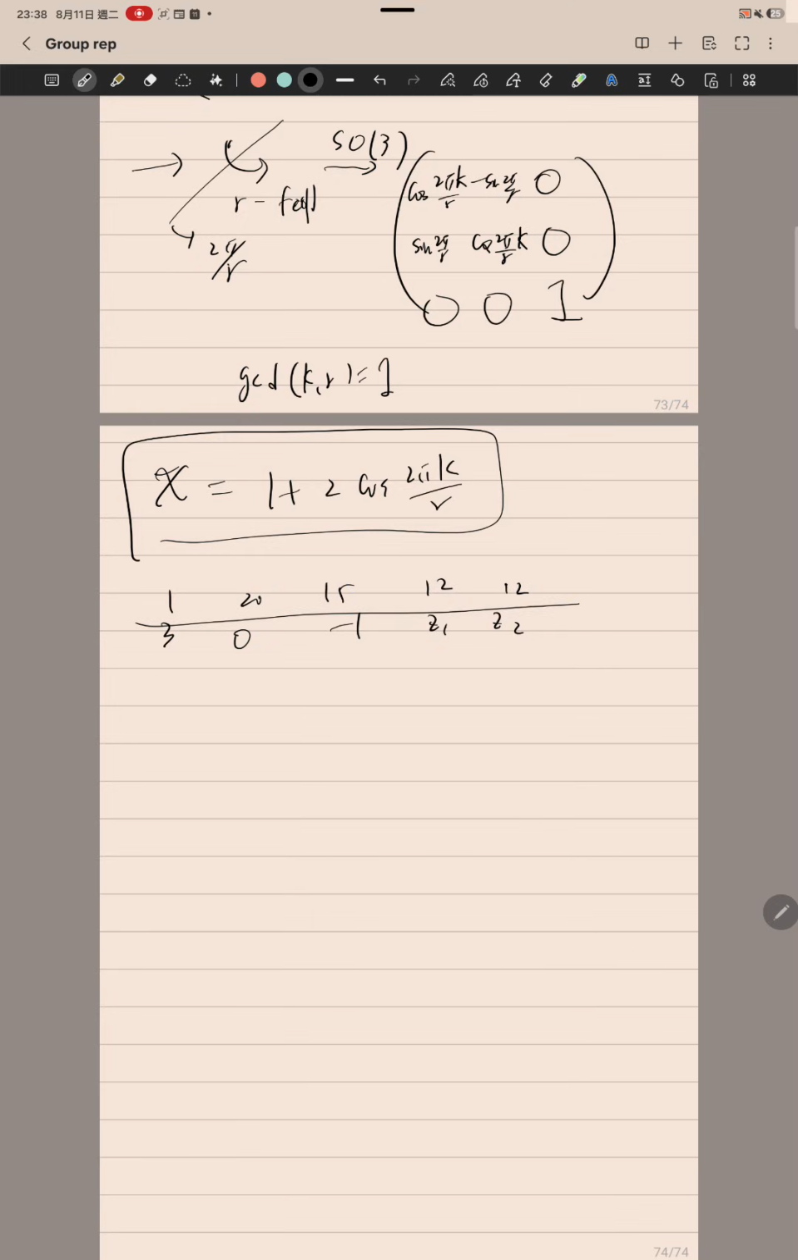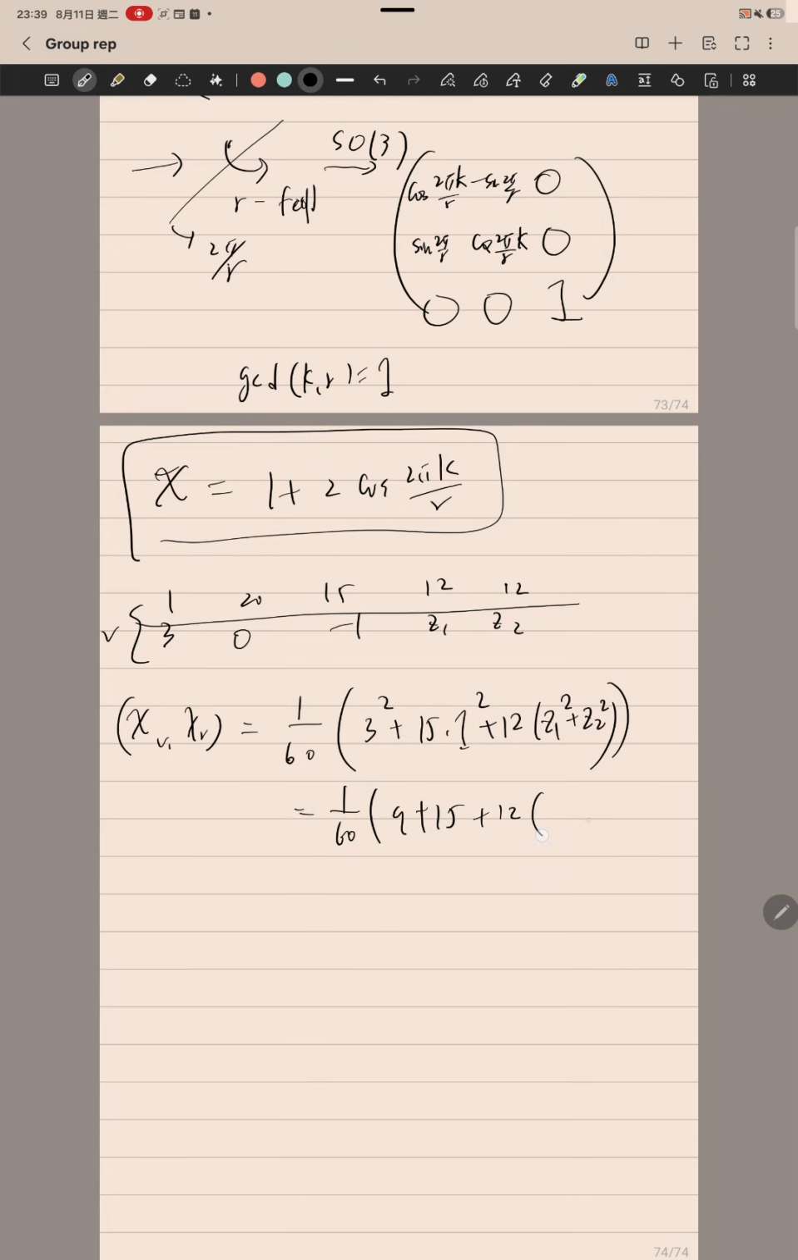So now we can do the character inner product. Let's say v, and then we do the inner product. We get 1 divided by 60 times 3 squared plus 15 times 1 squared plus 12 times z1 squared plus z2 squared. This is 1/60 times 9 plus 15 plus 12 times these two. It is easy to prove, and you can check this too. This is for your exercise, and it should be simple. This is some trigonometry.